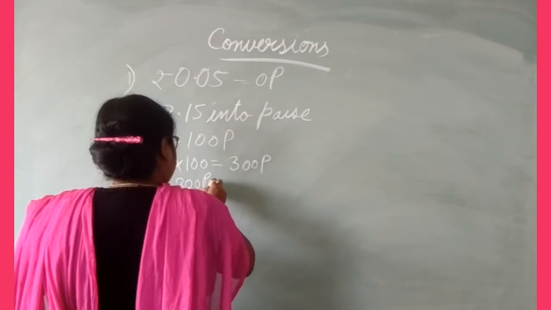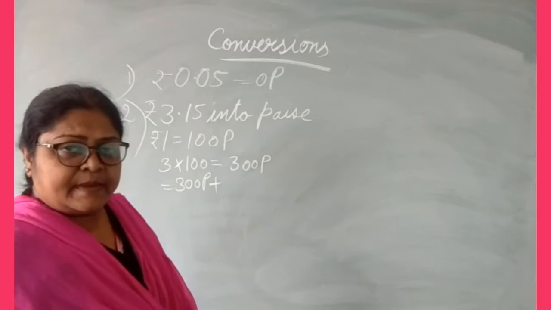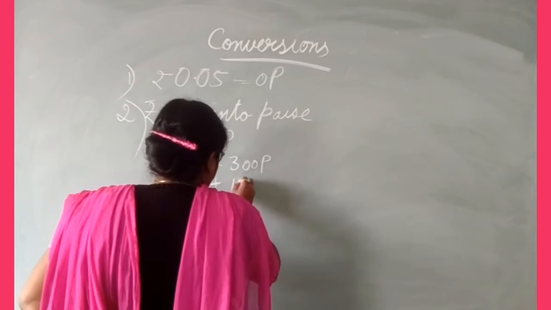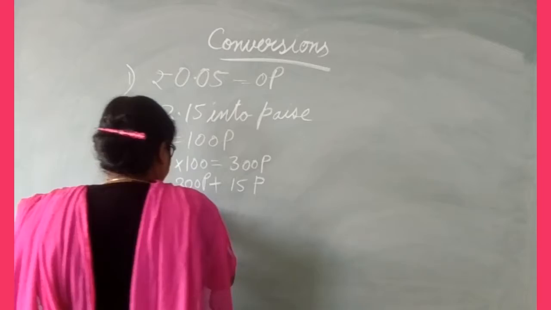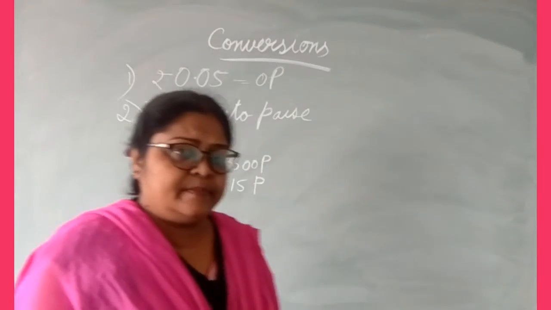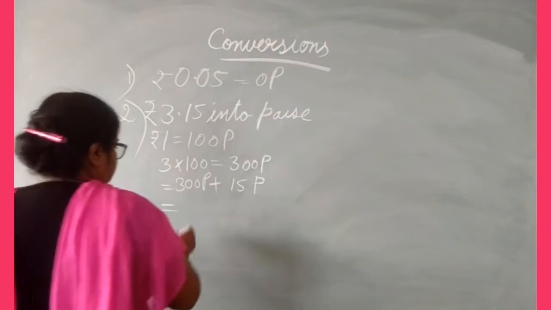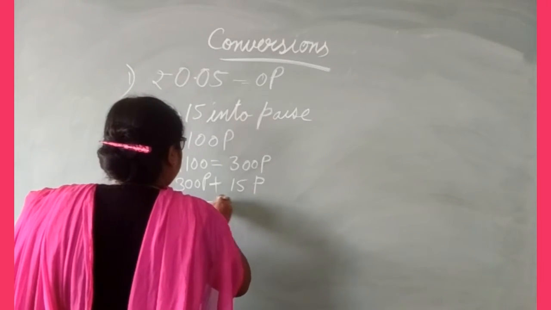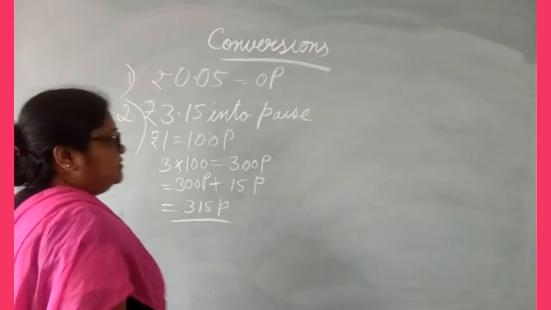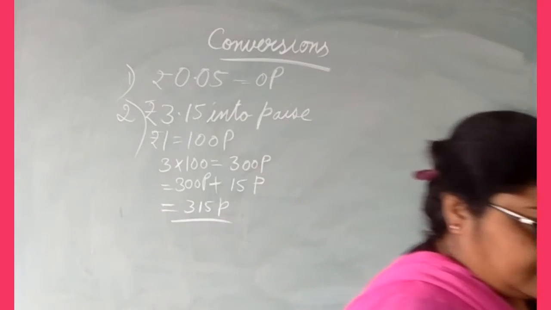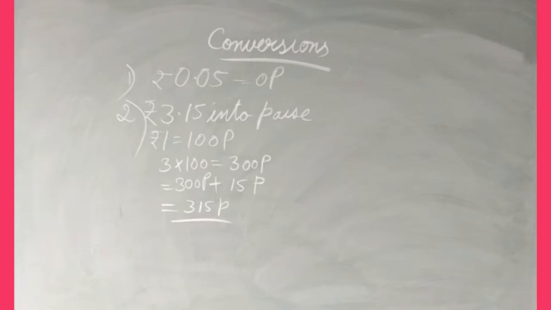Now 300 paisa plus 15 paisa. We will add this. What answer you will get here? 315 paisa. Okay, so it is clear to you all how you will convert rupees into paisa.